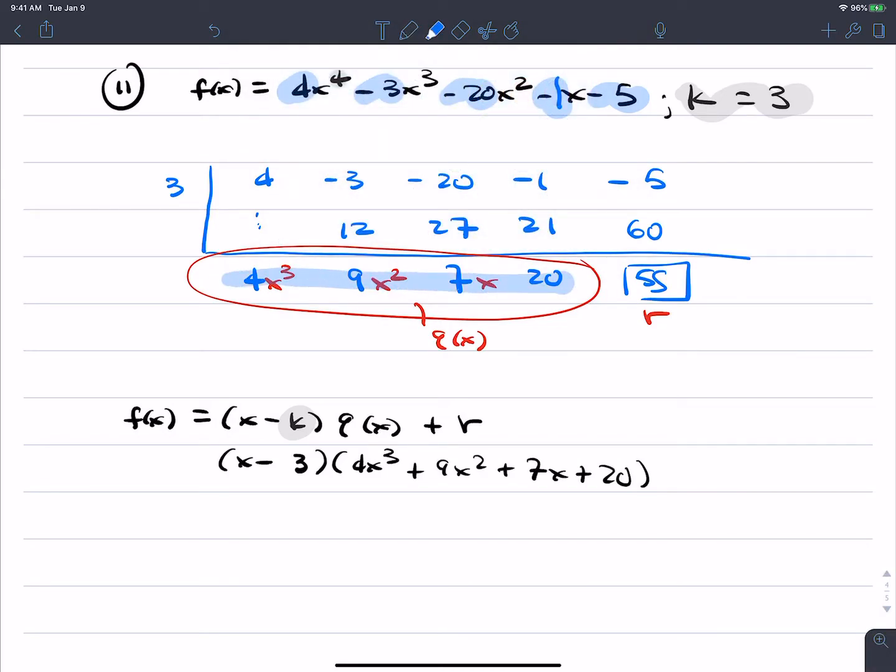That's what this is here. And then don't forget our remainder of 55 goes right here. So here's really what this answer is. Here's what they're looking for. And so we can erase all the colors. And here's your final answer here.